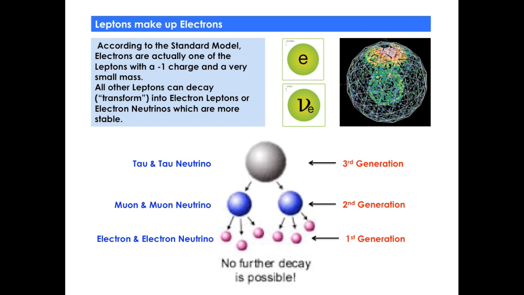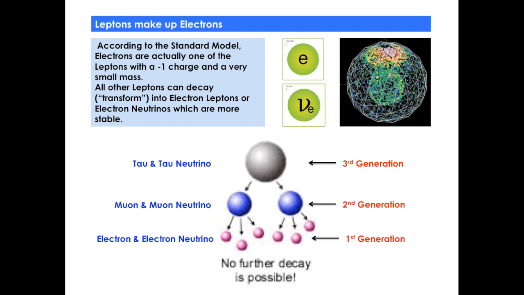Leptons make up electrons. According to the Standard Model, electrons are actually one of the leptons, which has a -1 charge and a very small mass. All other leptons can decay or transform into electron leptons or electron neutrinos, which are more stable.